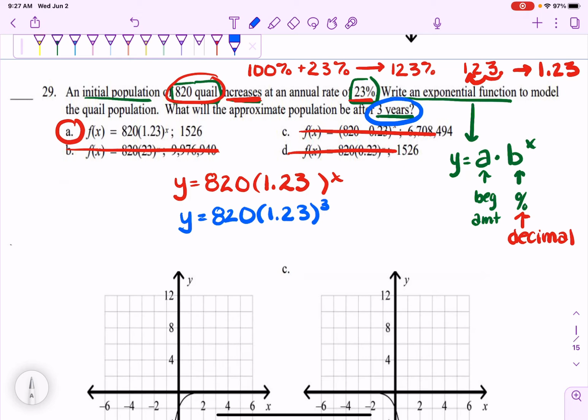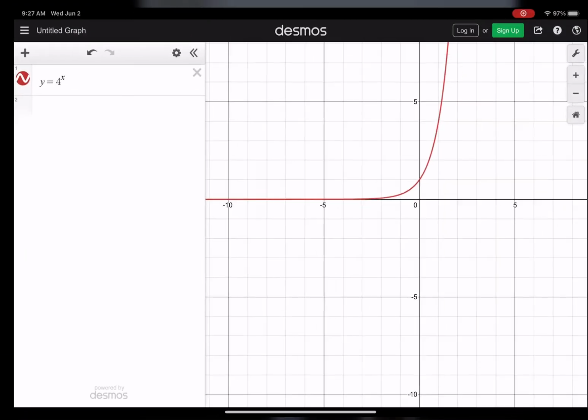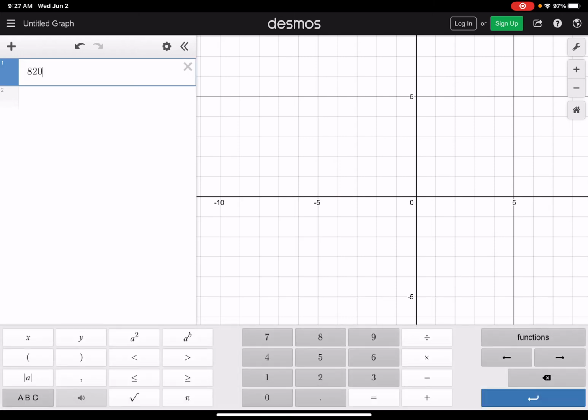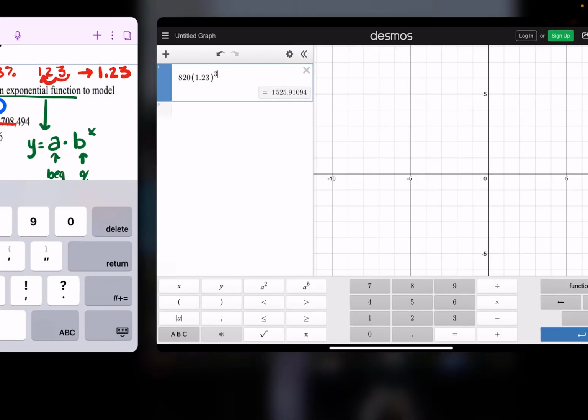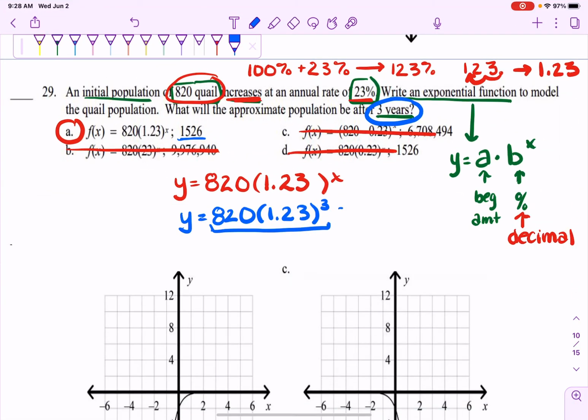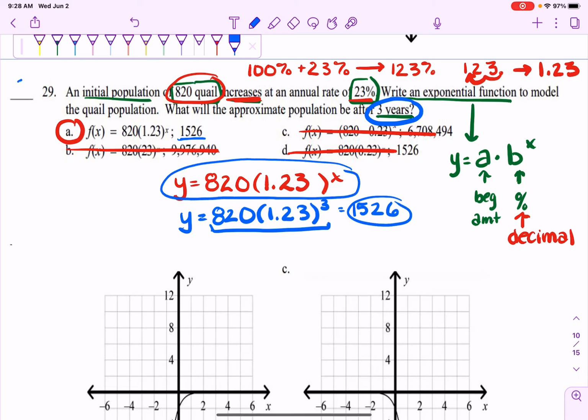Okay, so let's see what this will be if we put this part into decimals. Now, I will tell you, this is a whole number. So if I get a decimal, which could happen, I've got to be careful of that. So in decimals, I'm going to do 820 parentheses 1.23 raised to the third. So you can see my number that's there. I do have a decimal, but the nearest whole number would be 1,526 if I rounded that. So those 2 pieces are really your answer. So it does match A.